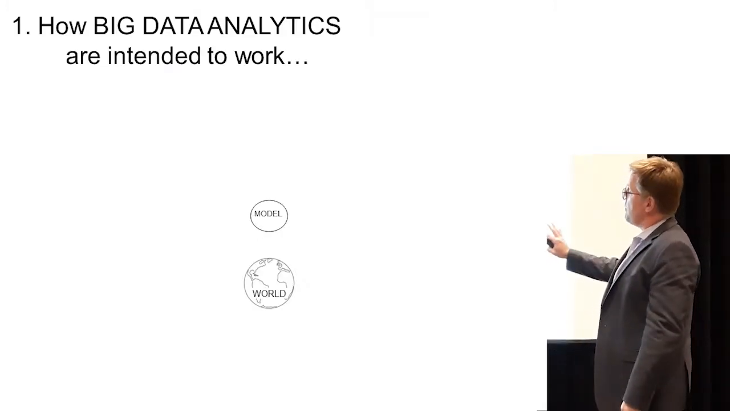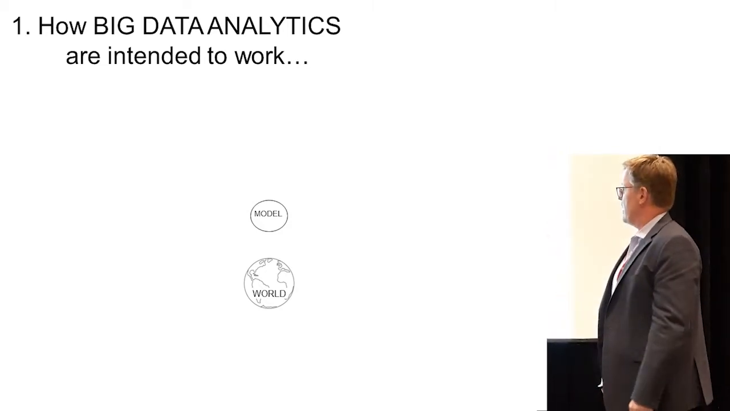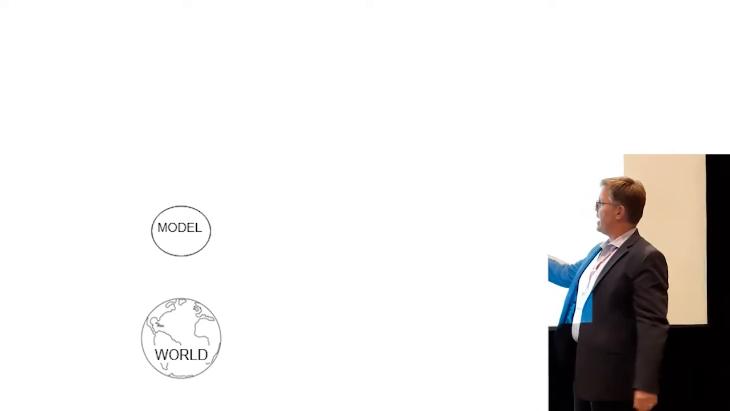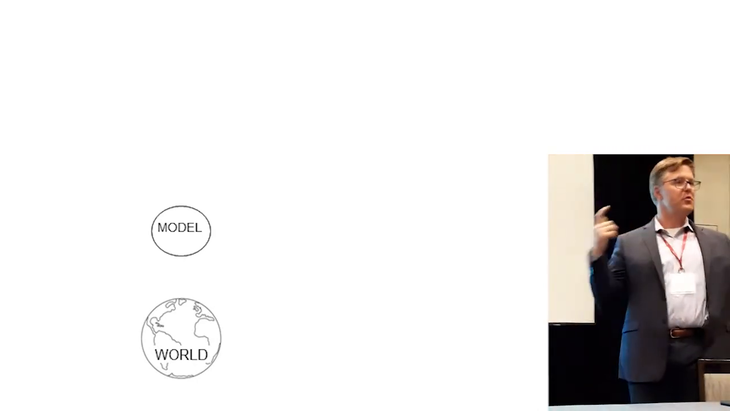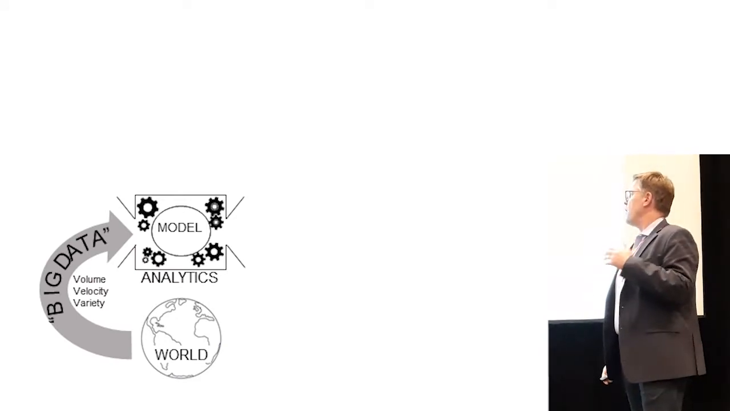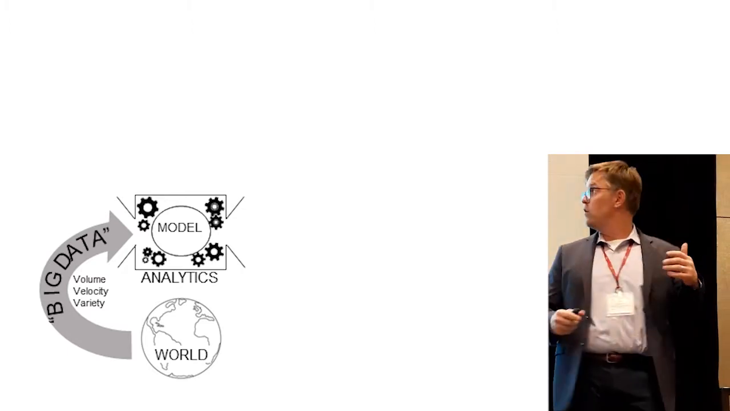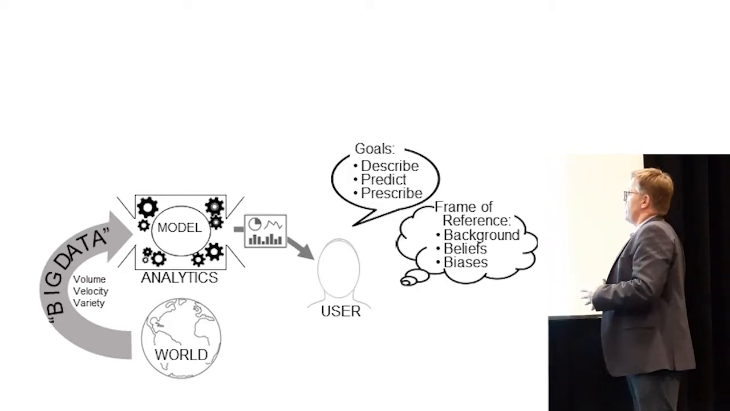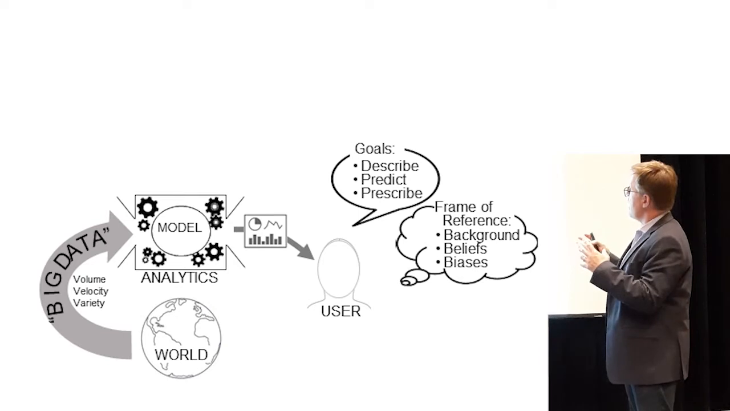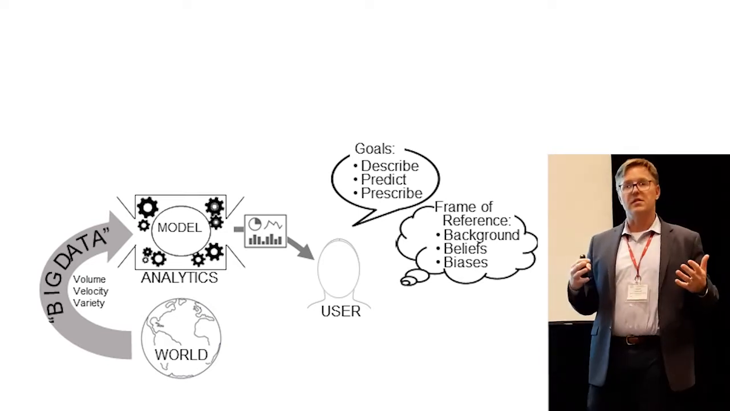So I want to start off by drawing a little cartoon about how big data analytics are intended to work. And so we have the world, which is a very complicated system that we want to represent, and we have a model of that world. Here it's a circle as opposed to just the real thing. We've abstracted away lots of different aspects of it. And we use big data, that is data in large volume, velocity, and variety, and we build a bunch of analytics around this model in order to generate decision support aids for a user. And that user has some goals, again, to describe, predict, or prescribe some courses of action.